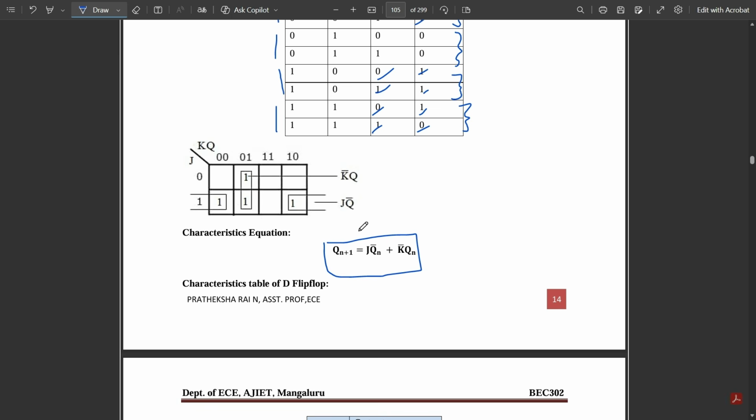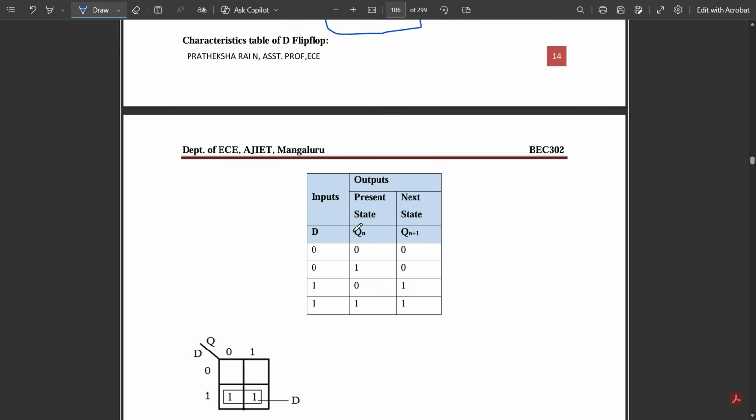So this is the characteristic equation formed with respect to JK flip flop. Now, the characteristic table of a D flip flop. D flip flop is also called a data flip flop. It is a single input, right? So this is that table form.